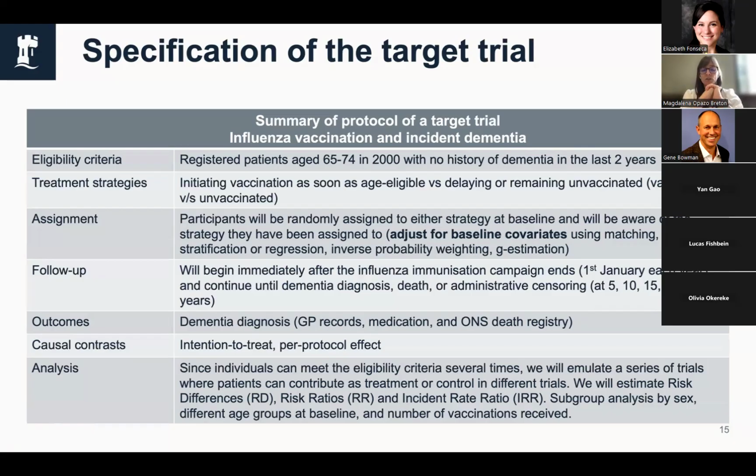The causal contrast will be intention to treat or per protocol analysis. And in the analysis, we will be estimating risk differences, risk ratios, and incident rate ratios. And I will try to do subgroup analysis by sex, different age groups at baseline, because age is very important for dementia research. And I will also use the number of vaccinations throughout the follow-up as a subgroup analysis.